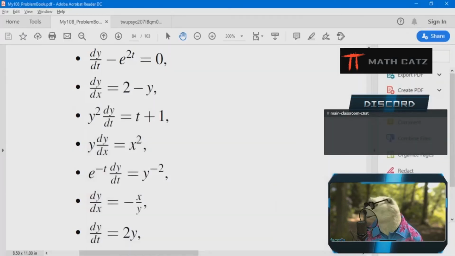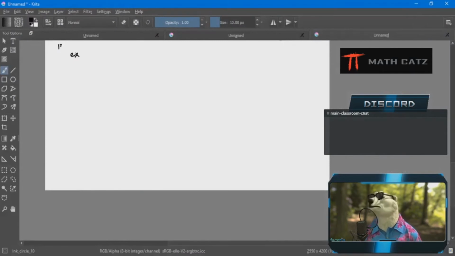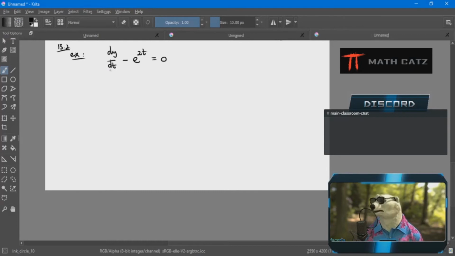So this is now in 13.2: dy/dt minus e to the 2t equals 0. This is a differential equation because it has a derivative in it, which means my answers are going to be functions, this time functions in t. So we're looking for a function in t, called y, based on this derivative's name, such that this equation is true.